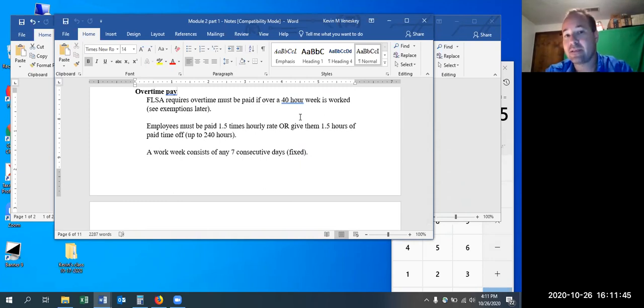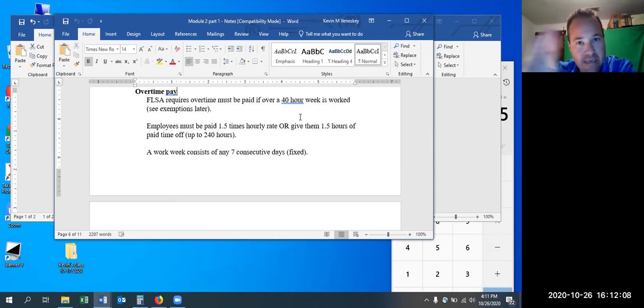Now, what the week is, the employer can determine, but once they determine it, they have to stay with it. They can't have a week system that goes back and forth. If they say Monday to Sunday is the week, then that's what it needs to stay. It can't be Monday to Sunday this week, and then next week it's Tuesday to Monday, and then the next week sometime it's back to Monday to Sunday. No, they can't do that.